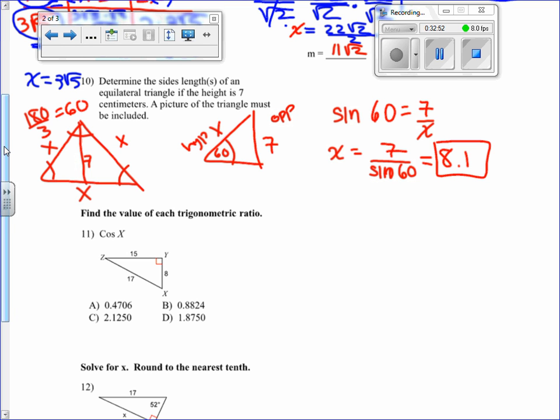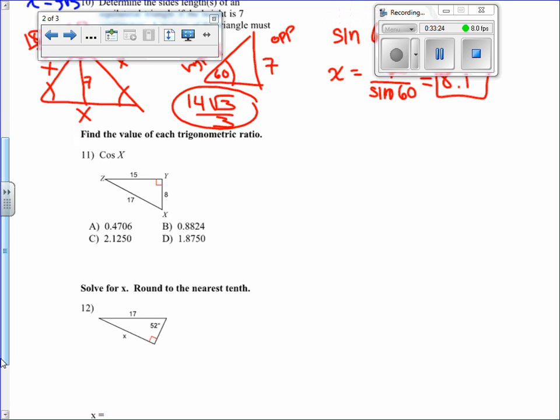If you got 14 radical 3 over 3, Kaylin, did you get 14 radical 3 over 3 on the calculator? Right. Since it's a special right triangle, the calculator will sometimes give it to you as a radical. So that's the same thing. If you multiply 14 times the square root of 3, and then divide that answer by 3, you'll get 8.1. If you had written it as a radical, that would have been fine.